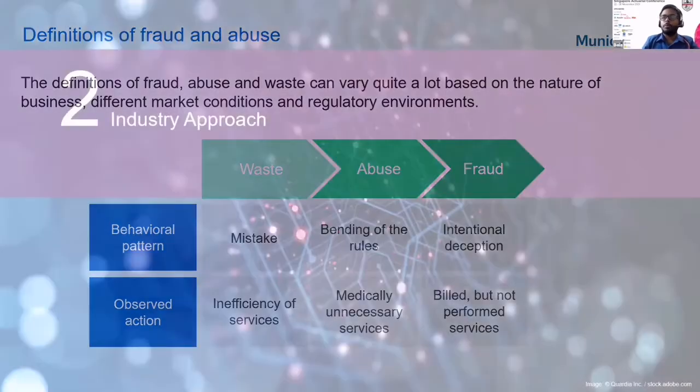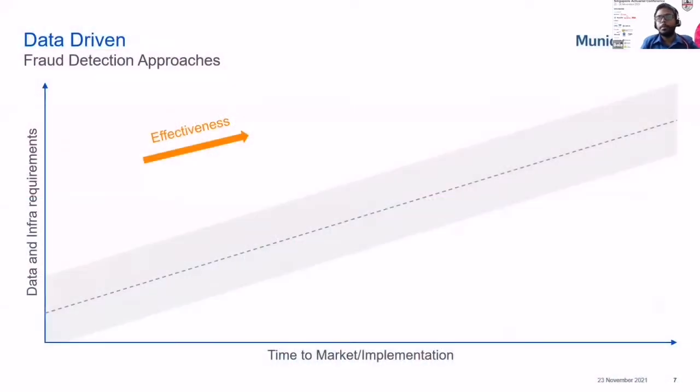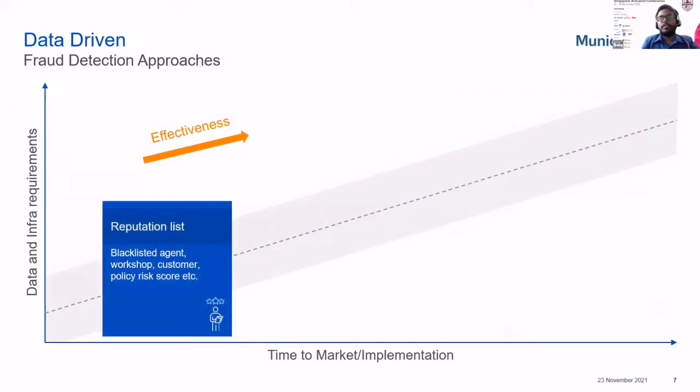Next, I'll move on to the industry approach: what are the current procedures in place in the primary insurance setup? We have classified them with respect to two axes. One is the time taken to implement, or time to market, and the other is the data and infrastructure requirements needed, along with the effectiveness along the scale. If I start with the basic one, which is a reputation list, the insurance company has blacklisted agents, doctors, hospitals, or workshops in the case of motor insurance. Then they can simply monitor whether the claim is coming from these particular garages or hospitals. Then we pull it out and send it to the investigation team, which is the simplest one.